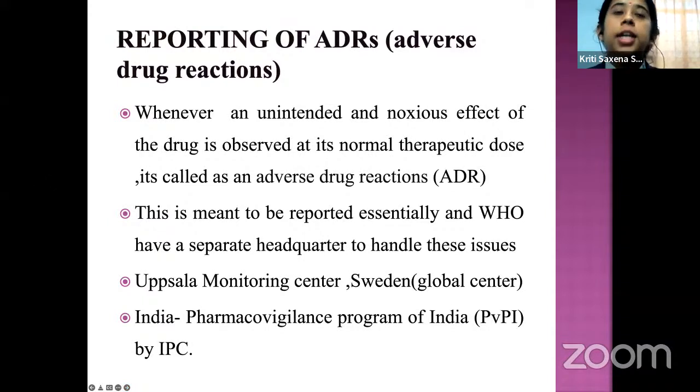Reporting of ADRs. Adverse drug reactions are unintended, that is, we do not intend for this effect, and noxious, that is, harmful kind of effect that is observed at the normal therapeutic dose. Here, the word normal therapeutic dose is very important because therapeutic dose is the amount of drug that is needed for having a pharmacological effect. And when at that dose, you obtain some unintended or noxious effect, that is called ADRs.